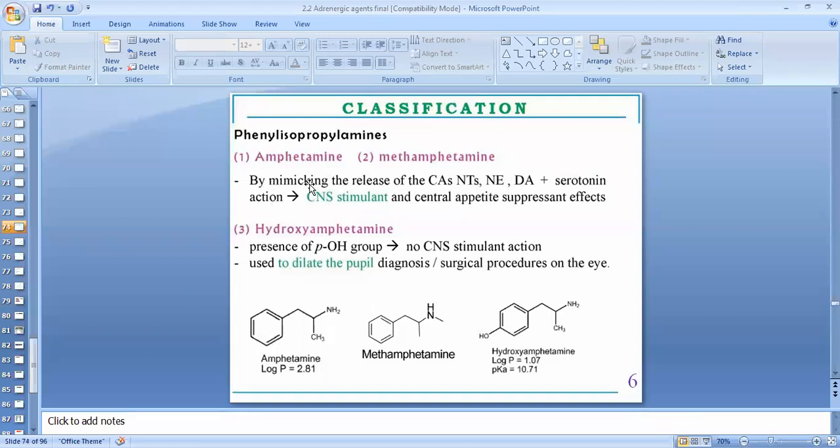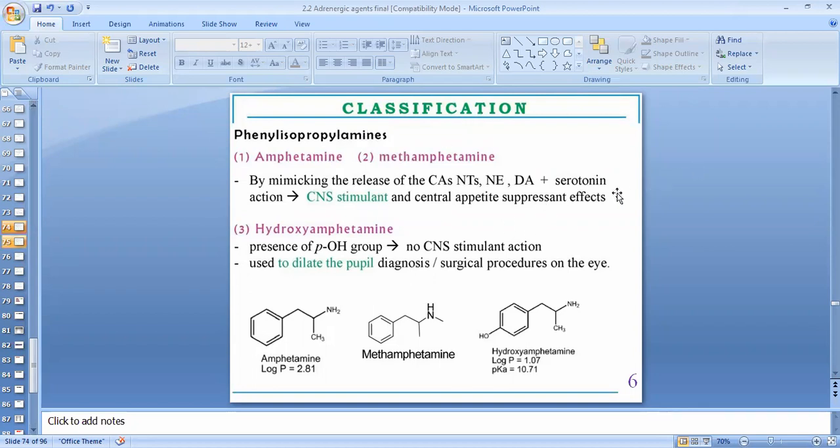They act by mimicking. Mimicking means increasing the release of catecholamines, neurotransmitters, norepinephrine and dopamine. By increasing the release of all of these, they show their action.